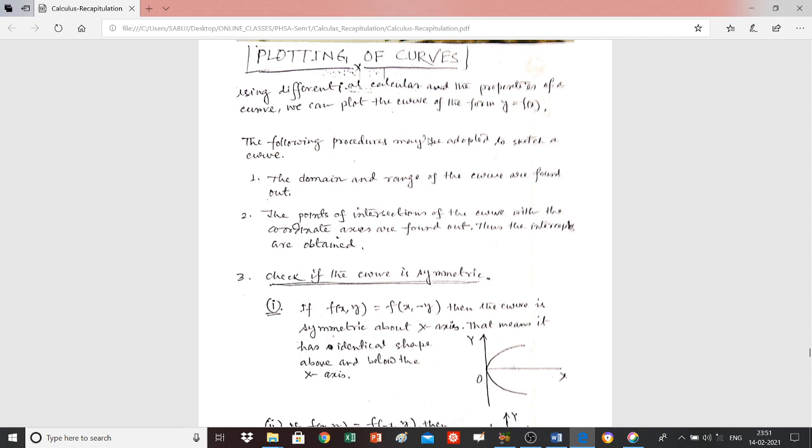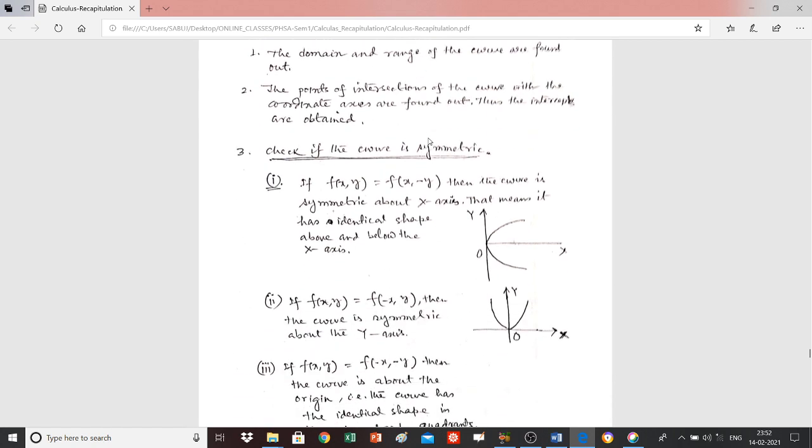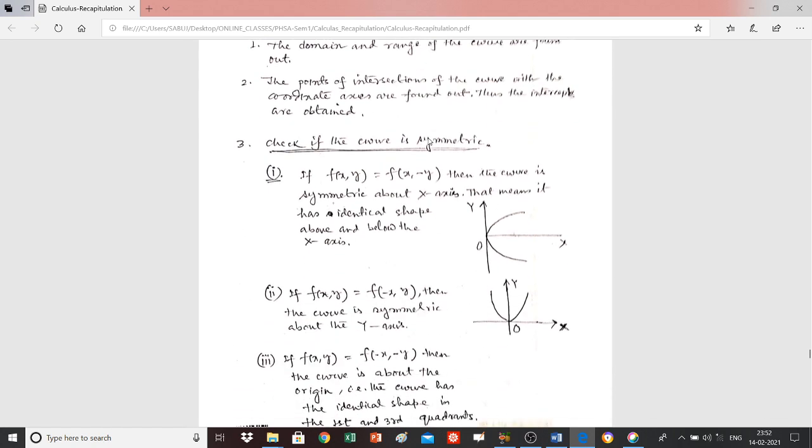In the case of the intercepts on the x-axis, y should be 0, but x should have some definite values. In a similar way, for the intercepts on the y-axis, you can use x equal to 0, but y will have some definite value. Thus, the intercepts on the x and y axes can be calculated. Number three is to check if the curve is symmetric.